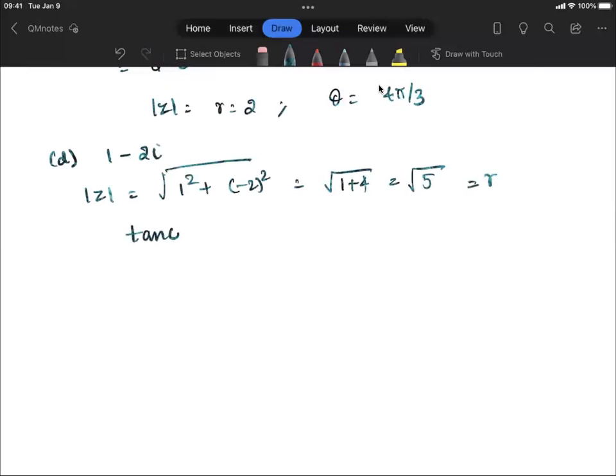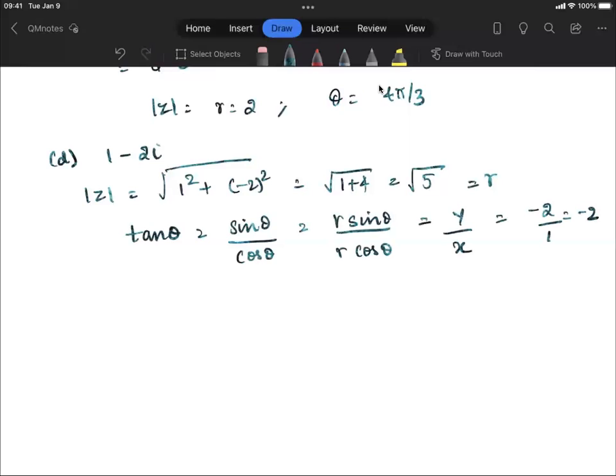And the phase: tan theta is given by sin theta over cos theta. So I can write it as r sin theta over r cos theta, where r is just a constant, in this case the absolute value. But we know r sin theta is y and r cos theta is x. In our case, the value of y is negative 2 and the value of x is 1. So tan theta is negative 2. So theta is going to be tan inverse of negative 2, and that is your phase.